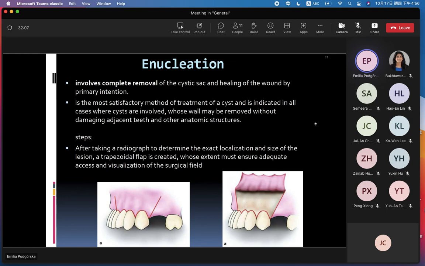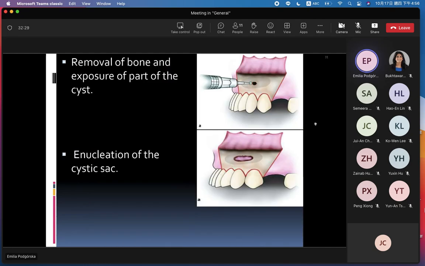And then a trapezoidal flap is created. I think not always trapezoidal, and other flaps can also be created, it depends. And the extent must ensure adequate access and visualization of the surgical field, always. And then sometimes the cortical bone is destroyed, sometimes not. If not, we have removal of bone and exposure of part of the cyst.